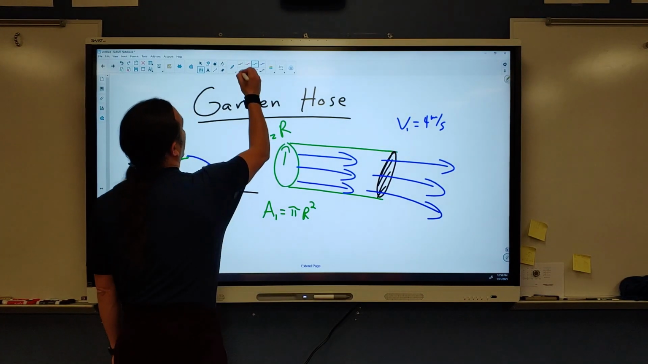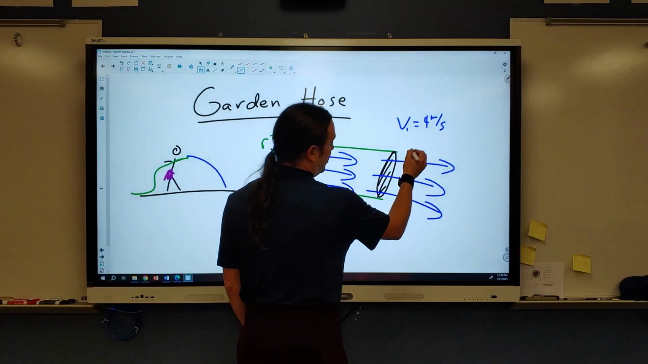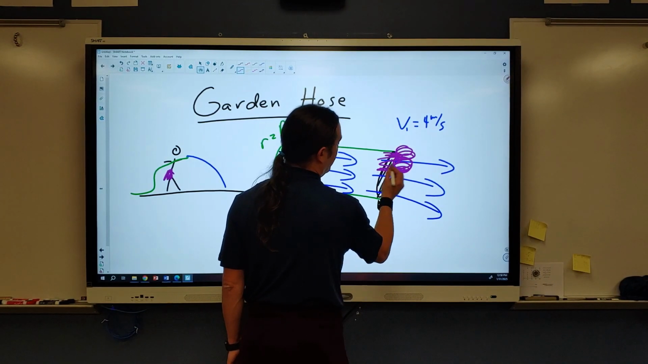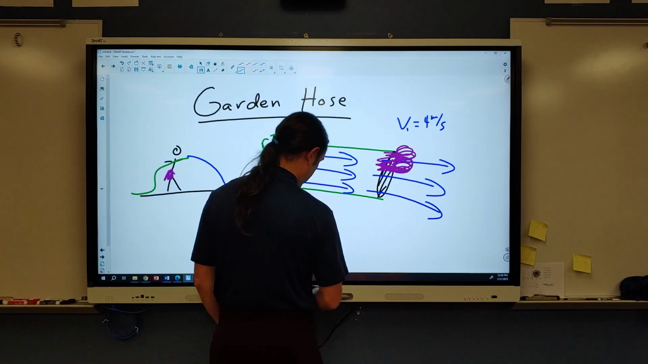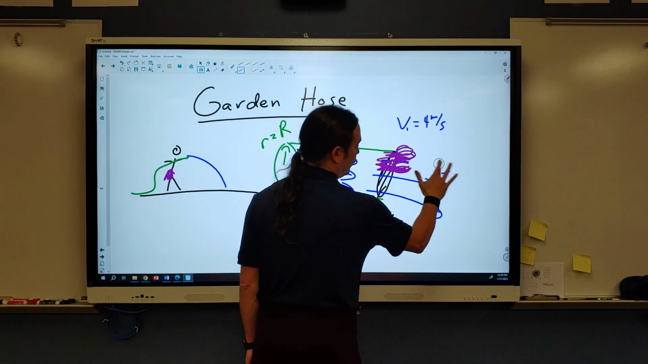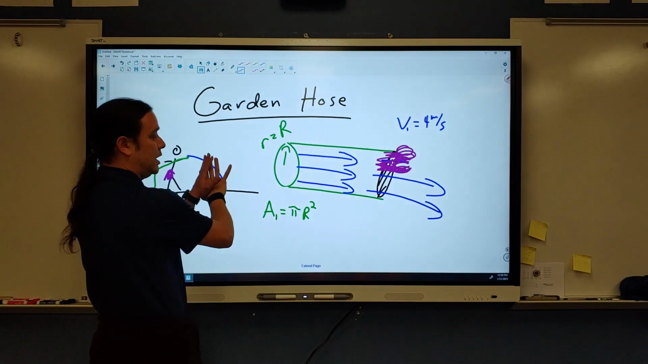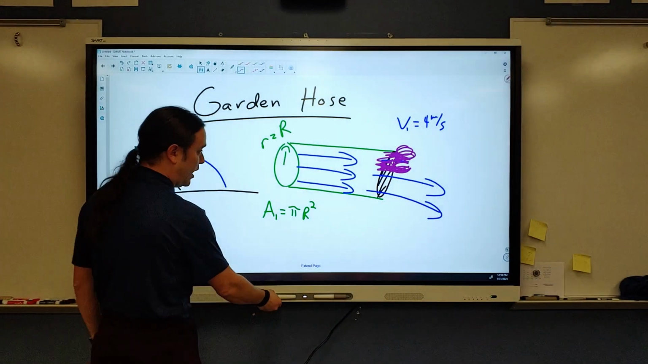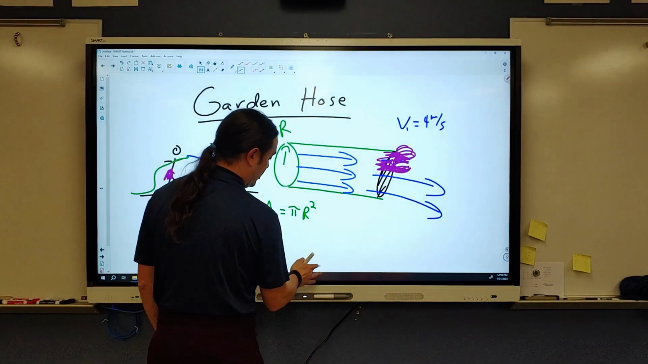Now here's what I'm going to do. I'm going to come in and take my thumb and block, let's say, half of the flow here, which means I can no longer have water flowing out this way. But on this side of the hose, I'm still putting in a certain amount of water. In fact, what is my flow rate?